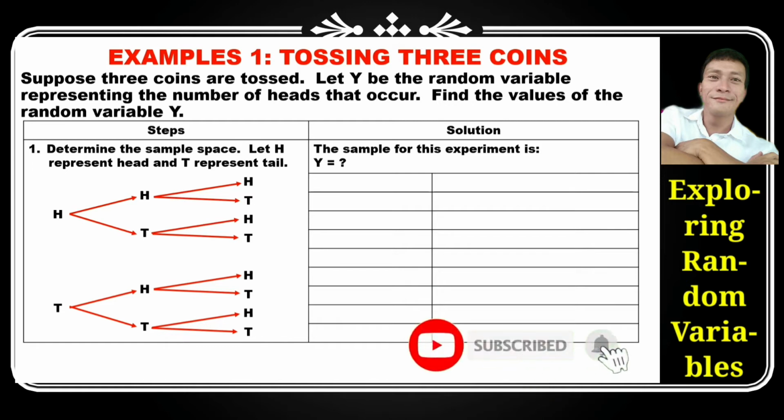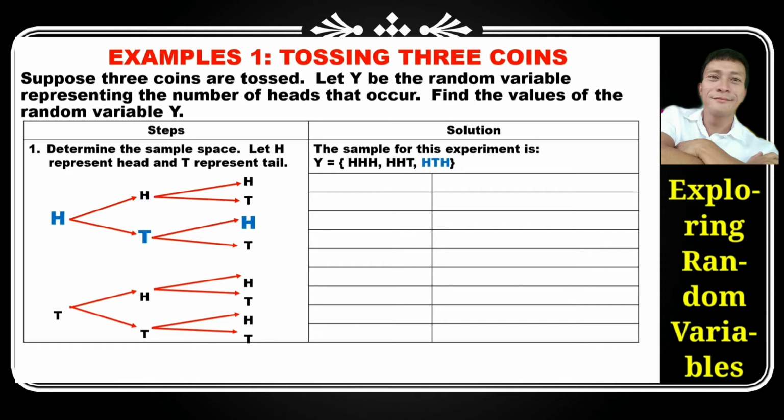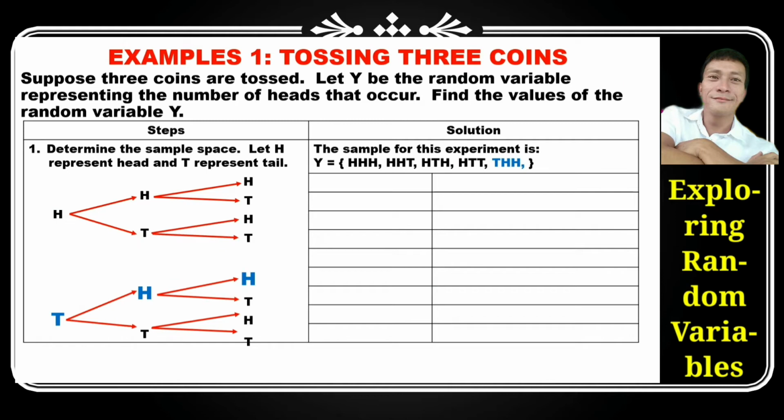The first possible outcome of tossing 3 coins is all heads. The second is 2 heads and 1 tail on the third coin. The third is also 2 heads and a tail on the second coin. And the fourth is 1 head and 2 tails. The next outcome is another 2 heads and a tail on the first coin.